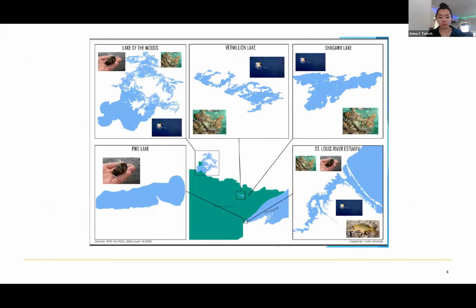This past summer, I went out to 5 different lakes that have known established invasive species. That was Pike Lake, Lake of the Woods, Vermilion, Shagawa, and the St. Louis River Estuary. The 4 species that I am looking for are rusty crayfish, zebra mussel, spiny water flea, and common carp. We know that the St. Louis River has all of those, while the other 4 lakes just have zebra mussels, spiny water flea, and crayfish.